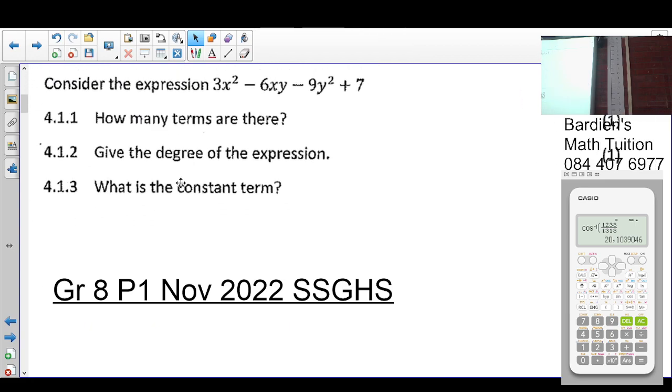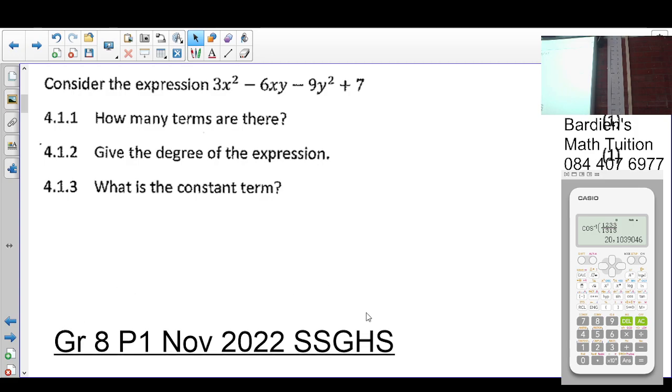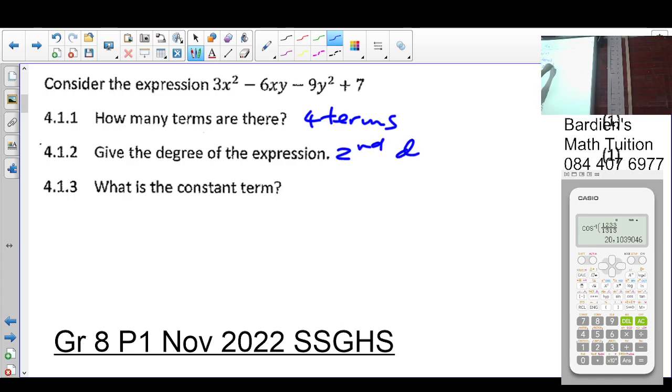So consider the expression 3x squared minus 6xy minus 9y squared plus 7. How many terms are there? 1, 2, 3, 4. There are 4 terms. What separates terms? Negative and positive signs. Give the degree of the expression. The degree is the term that has the highest exponent. Second degree. What is the constant term? 7. A constant term is a term without a variable.